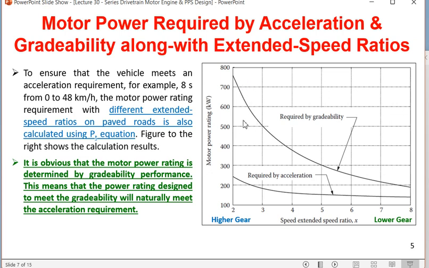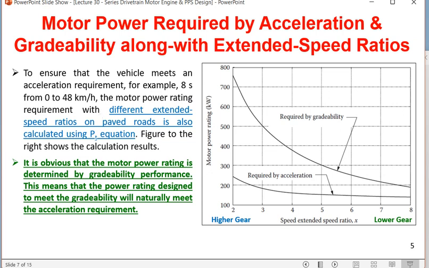You have to remember this: the fuel efficiency of the vehicle is hurt if you are in higher gear and try to accelerate the car to a great extent. At lower gear, if you accelerate, you are not going to waste much stored energy. But in higher gear, whenever you try to accelerate, you will be wasting much more energy and reducing the efficiency. This is what the graph is about. To ensure that the vehicle meets an acceleration requirement, for example 8 seconds, vehicle speed has to be increased from 0 to 48 km per hour in 8 seconds. In this case, TA, the acceleration time, is defined differently.